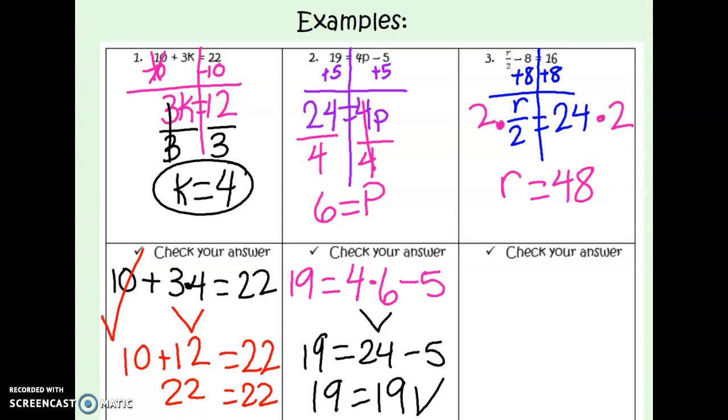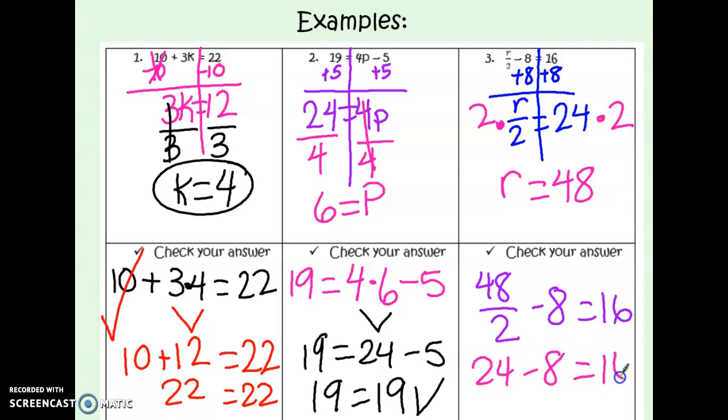Okay, I'm going to substitute back in and check our answer. So 48 divided by 2 minus 8. Okay, 48 divided by 2 is 24. Minus 8 does indeed equal 16.